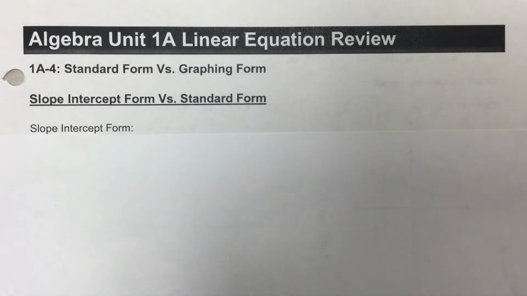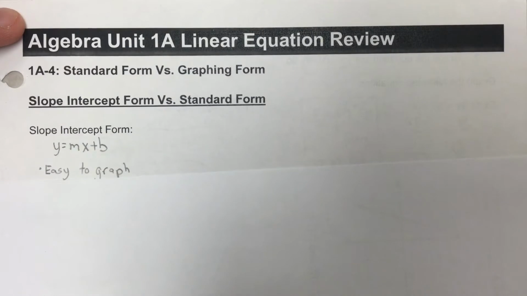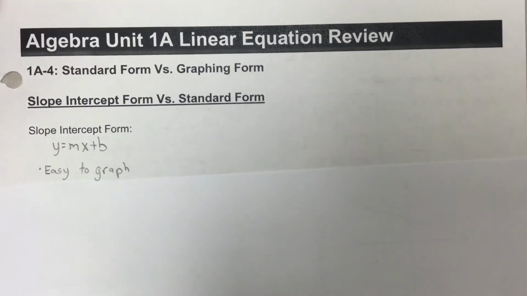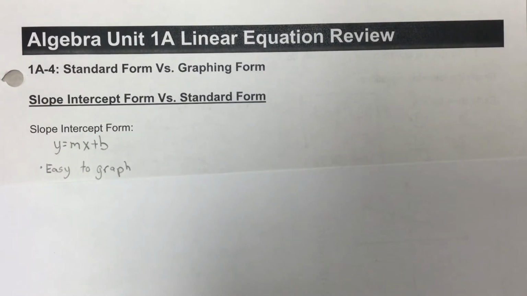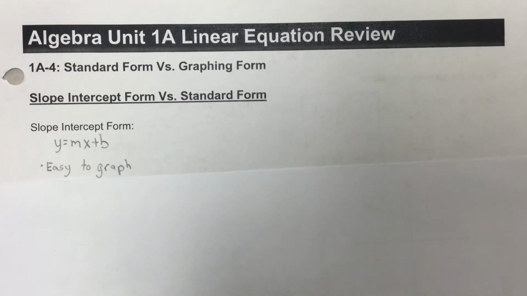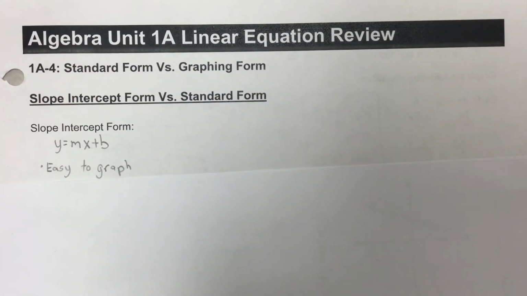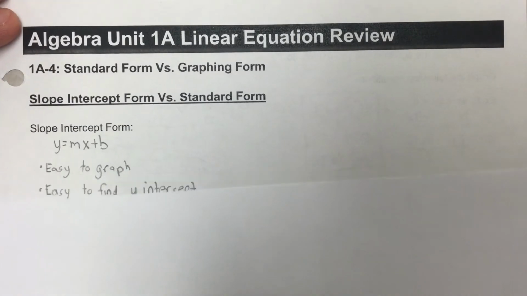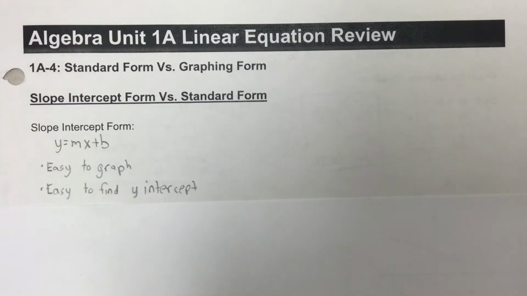Hey everyone, today we're going to look at section 1A-4, which is standard form versus graphing form and the slope-intercept form. So slope-intercept form is the equation we've been working with the most recently. So again, that's y equals mx plus b, where m is your slope and b is your y-intercept. The reason why we want an equation in slope-intercept form is because it's easy to graph. It's easy to find that slope and the y-intercept, and then we can graph it. It's also easy to find the y-intercept and the slope, like we talked about.